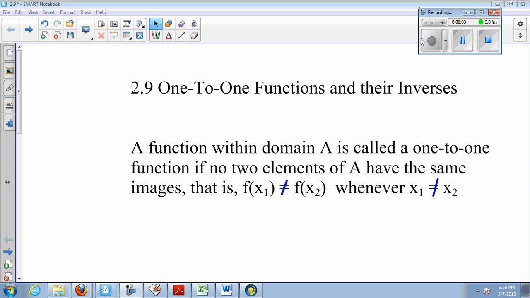2.9 One-to-one functions and their inverses. A function with domain A is called a one-to-one function if no two elements of A have the same images. That is, f of x1 does not equal f of x2 whenever x1 does not equal x2.